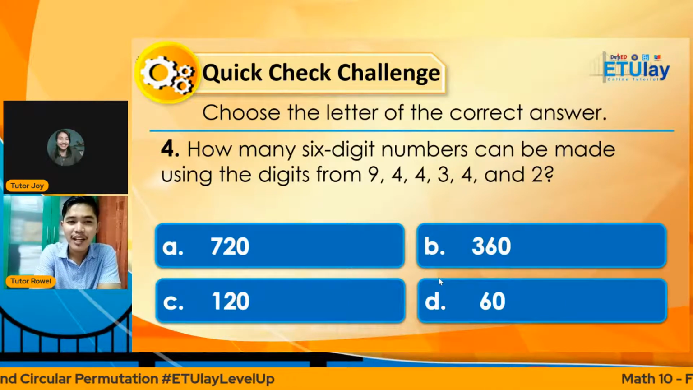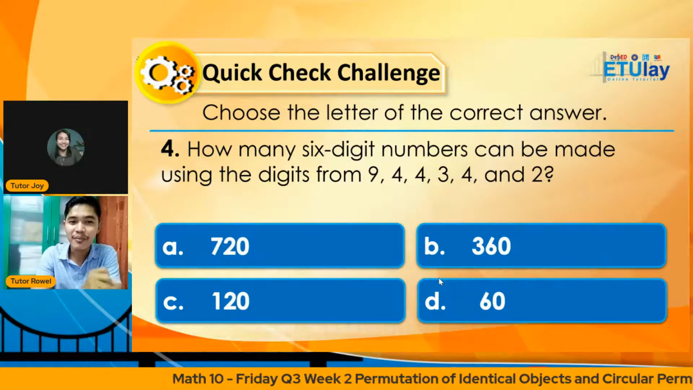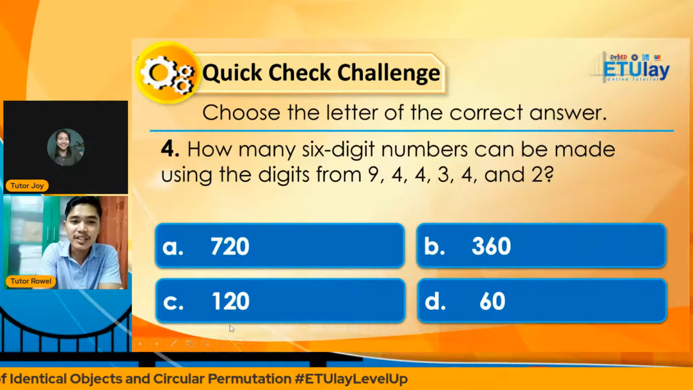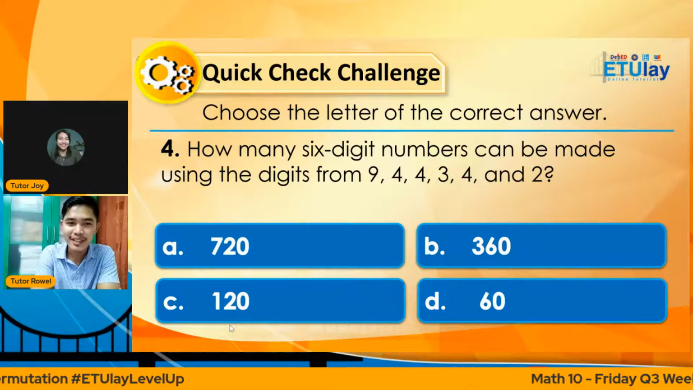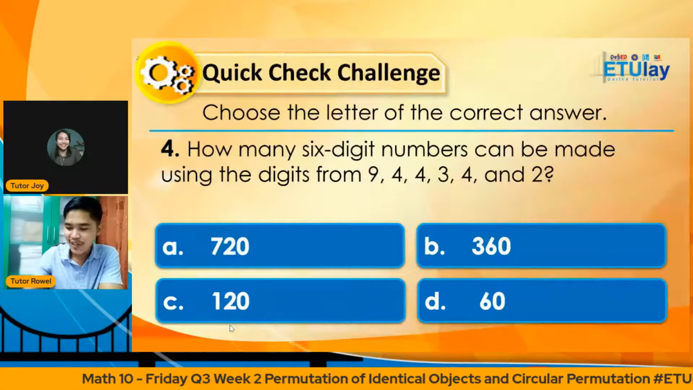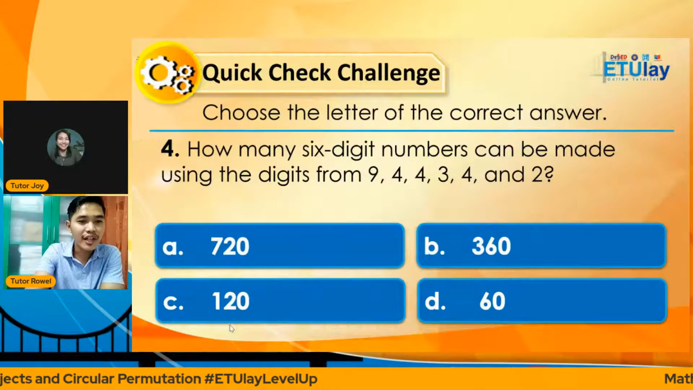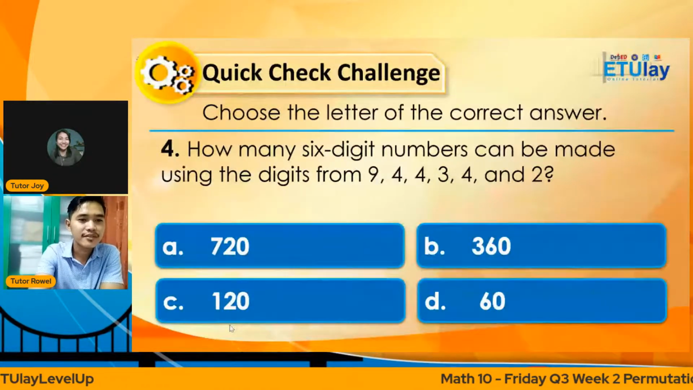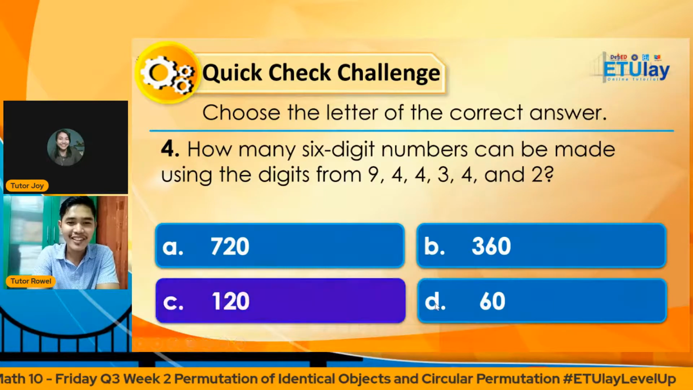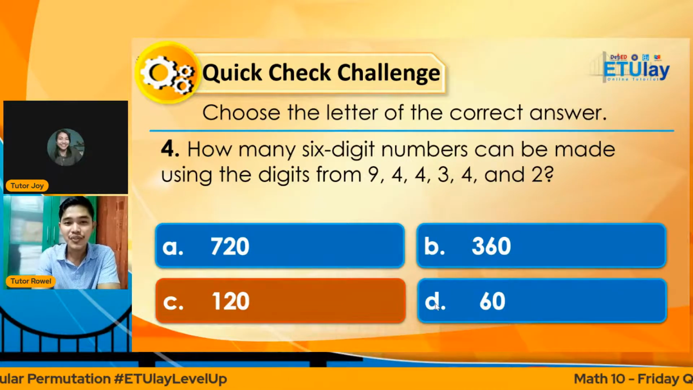Again, for number 4, ilang 6-digit numbers ang mapo-form? Ilang numbers ang nandiyan? We have 9, 4, 4, 3, 4, 2. We have 6, so that is 6 factorial. Sa mga digits na yan, ilan yung nauulit? Isang digit lang yung nauulit and that is digit 4, 3 beses. Ang divisor natin will be 3 factorial. Tingnan nga natin. Sabi ni Angelica, Revis, Gerald, Regine, Faye, Kiana, Princess: letter C. Okay, and the correct answer for number 4 ay letter C. Very good. That is 6 factorial over 3 factorial or 6 times 5 times 4.